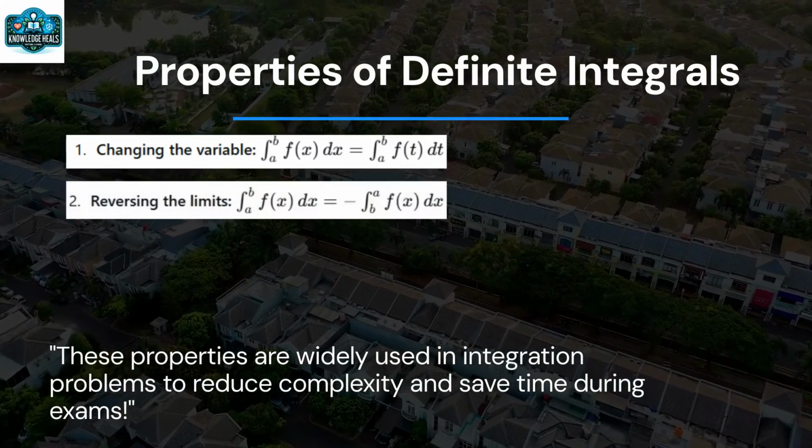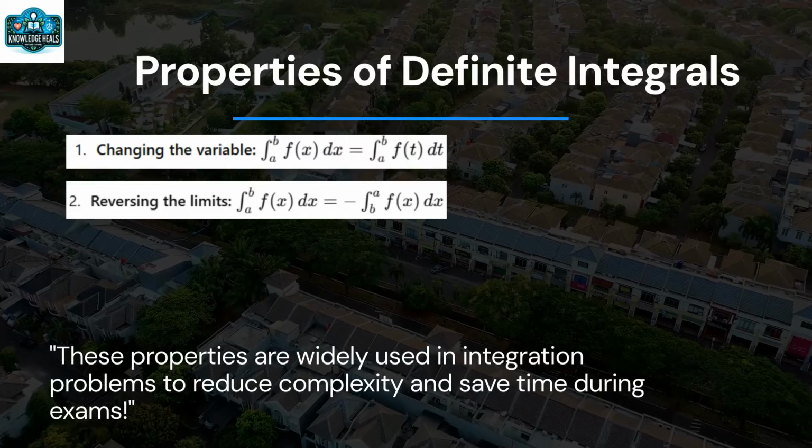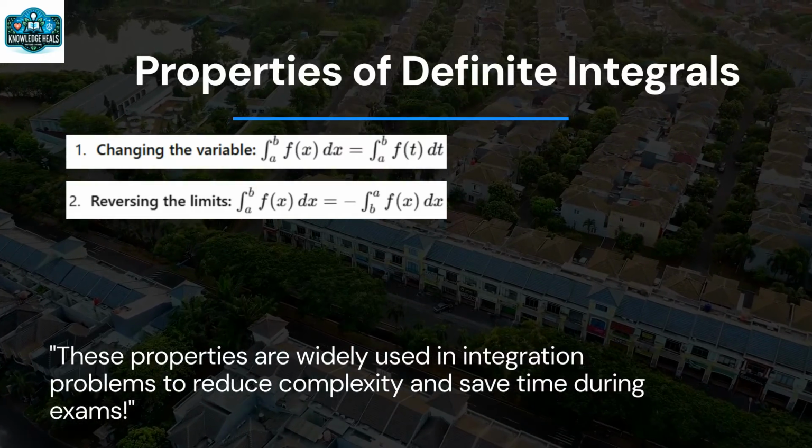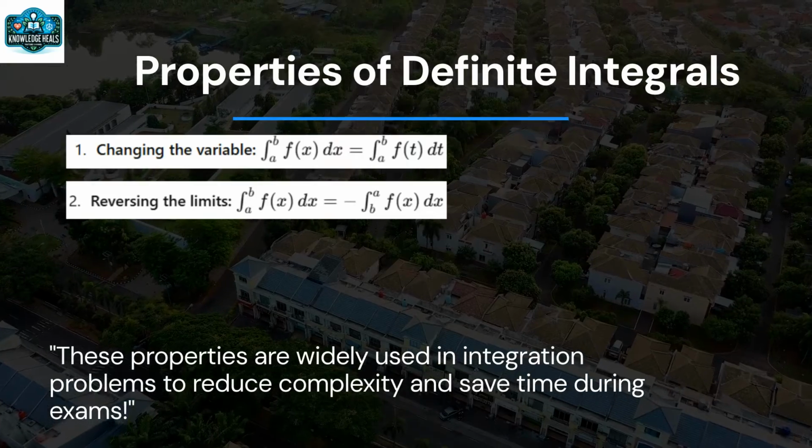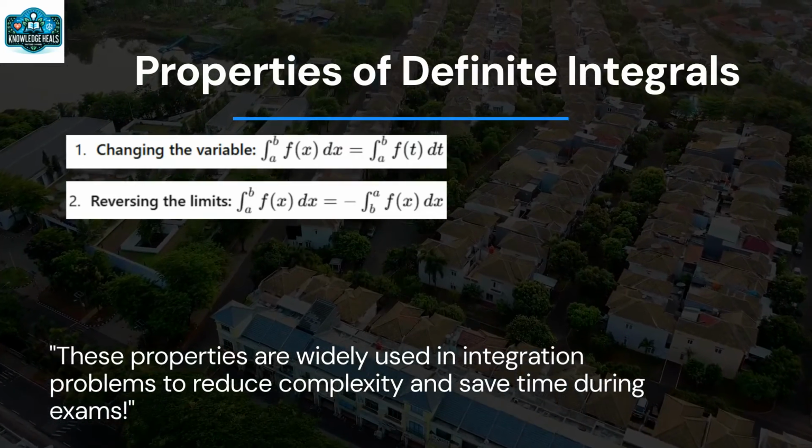Second is reversing the limits. Integration of f of x into dx from a to b is equal to minus of integration of f of x into dx from b to a. If we swap the upper and lower limits, the integral sign changes.